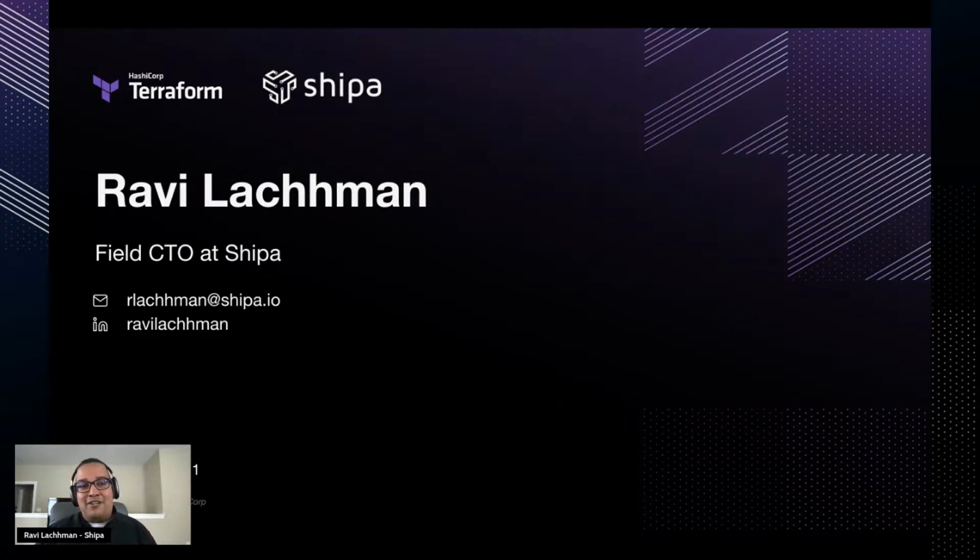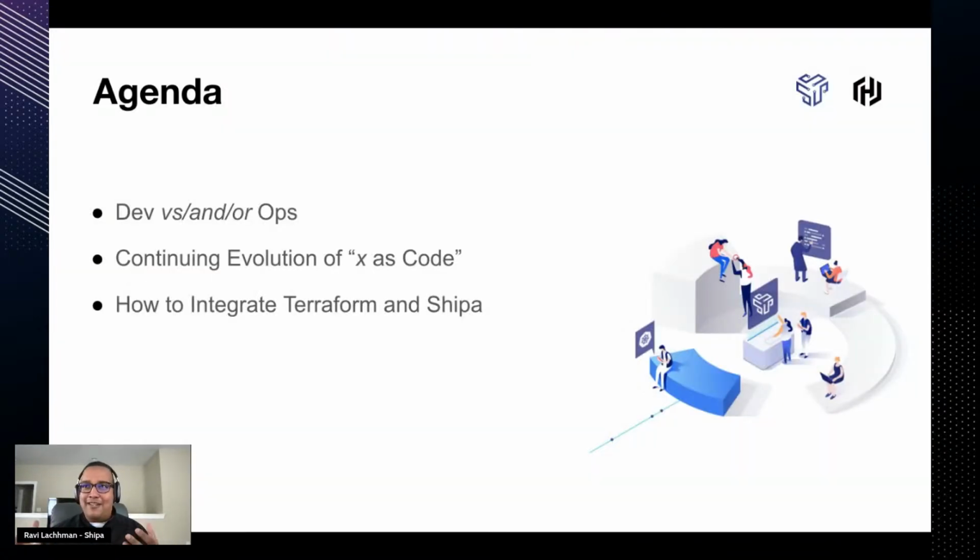And so what I'm going to be talking about today, I'm going to be talking about three main concepts as I show a demo. So it's going to be dev versus and or ops, right? Depending on what side of the table you sit on or what part of the organization, we all have different expectations. And then continuing the evolution of something as code, right? So Terraform is known as infrastructure as code. We have a concept here at Shipa called application as code. So kind of supercharging your IaC experience, taking a slant towards the application stack. What does that look like? Why even do it? And what's some return on investment for you? And then finally, how to integrate Terraform and Shipa.